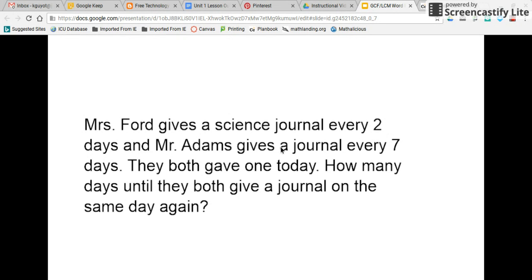We're going to do the same thing with Mr. Adams, but start at 7 and then count 7 more for his next journal. When you do that, you're looking for the first number they have in common. And the first number they have in common is 14. So it'll be 14 days.